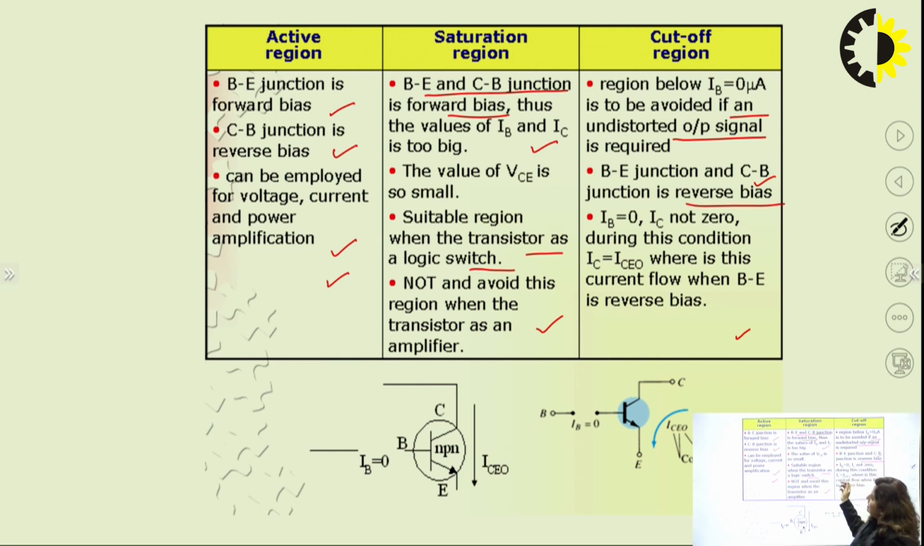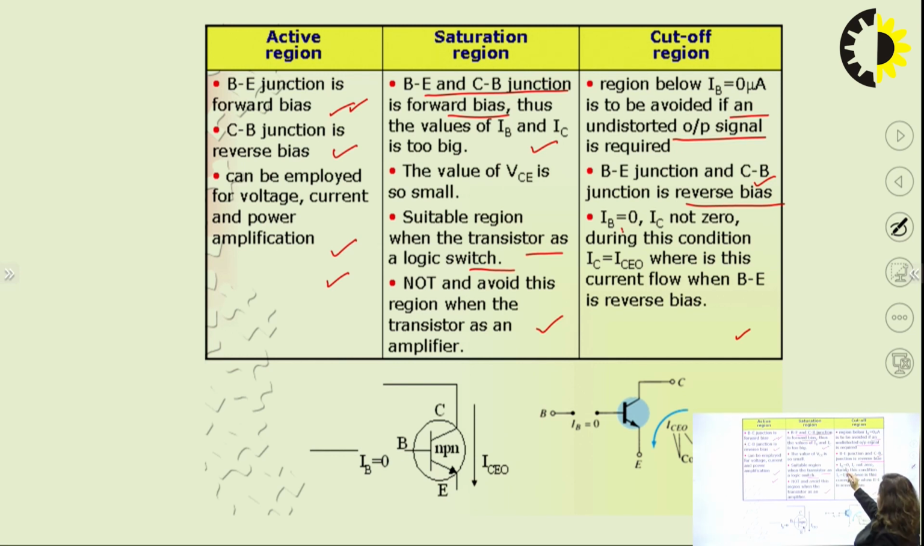As in the earlier case, in the active region, the base and emitter junction is forward and the collector and base junction is reverse biased. In the saturation region, both should be forward biased, and in the cutoff region, both the base emitter junction and the collector base junction should be in reverse bias.